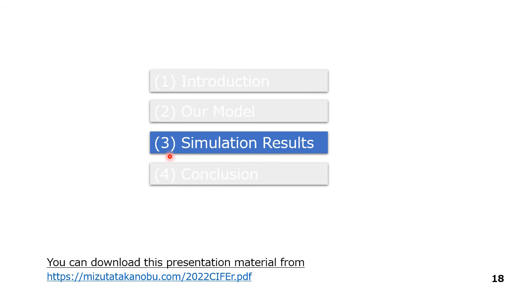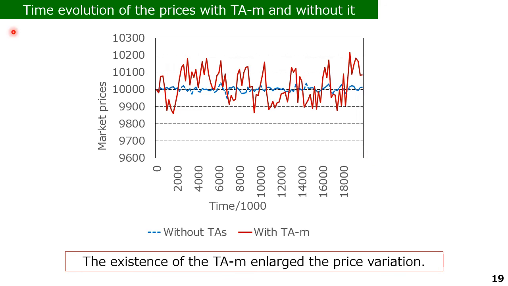Next, I will show the simulation result. This figure shows the time evolution of the prices with the TAM and without it. In the case without TAM, the price is very stable, but with TAM it oscillates very much, with very large amplitude. So the existence of the TAM enlarged the price variation.